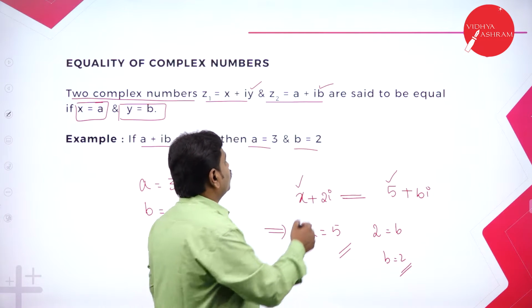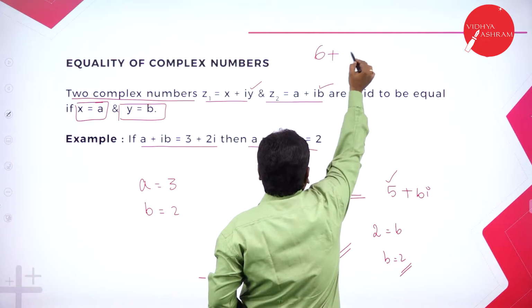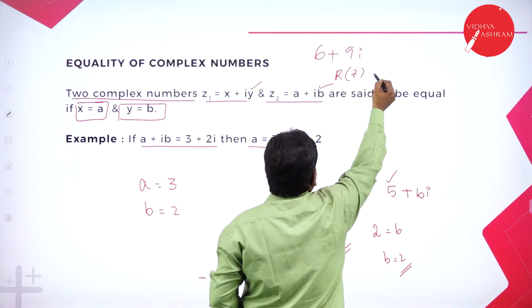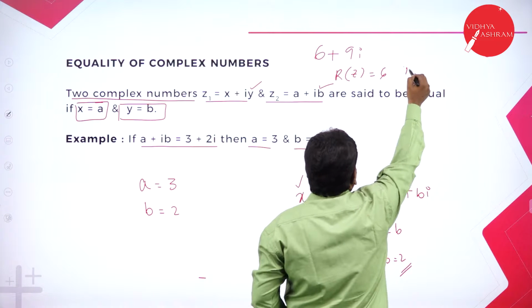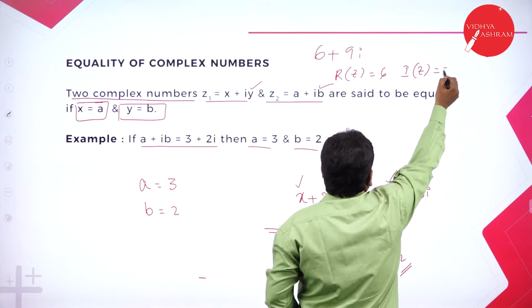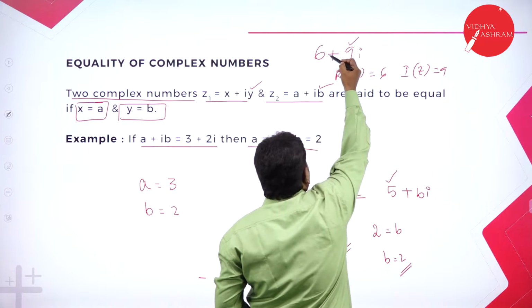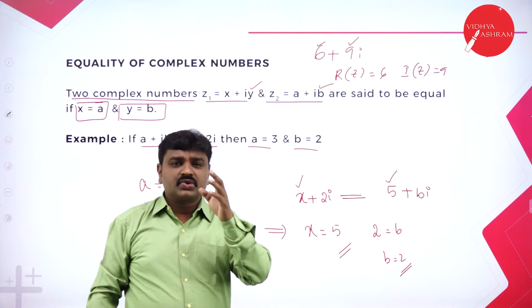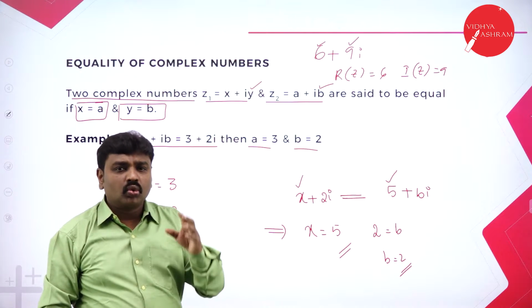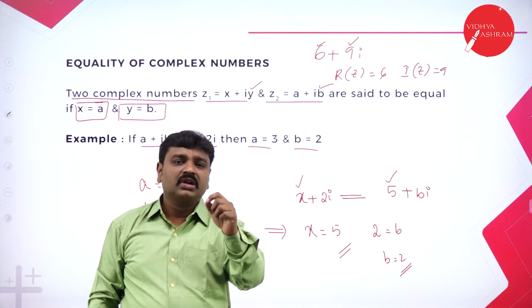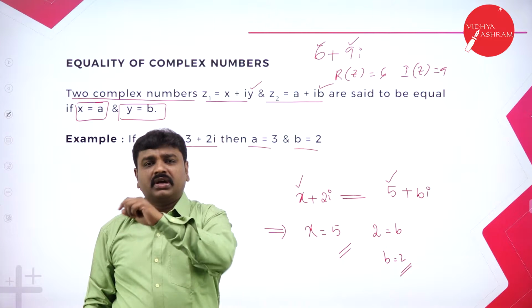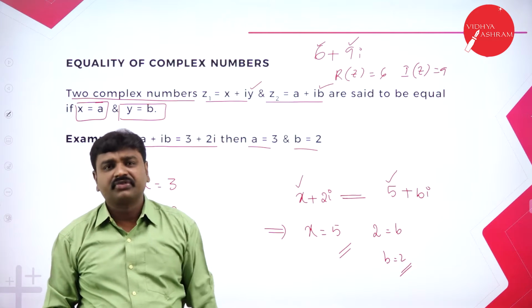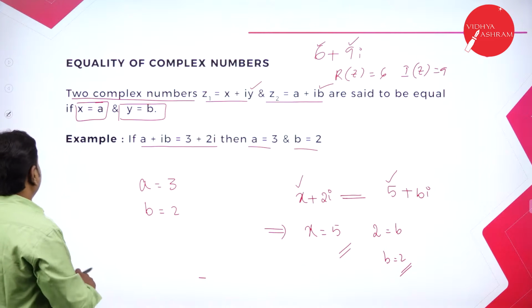Now answer my question. If I give 6 plus 9i, what is the real part? Real part of z, Re(z), is 6. What is the imaginary part? Imaginary part of z is 9. The term with i is called imaginary. The term without i is called real. And when can you say two complex numbers are equal? Two complex numbers are said to be equal if the real part is equal to the real part and the imaginary part of the first number is equal to the imaginary part of the second number. That's what I've given as an example also.